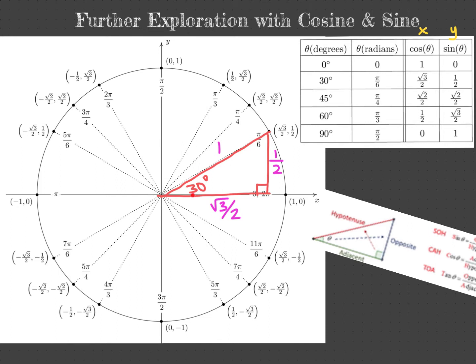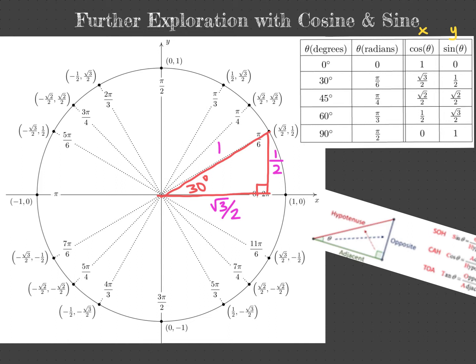Now, if you're on an angle that's right on an axis and not in any quadrant, so 0, pi over 2, pi, 3 pi over 2, and 2 pi, and then if you keep going around, just knowing where you're at will allow you to know whether or not your cosine or sine is positive or negative.